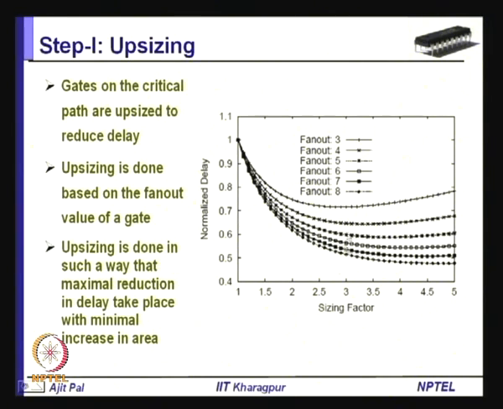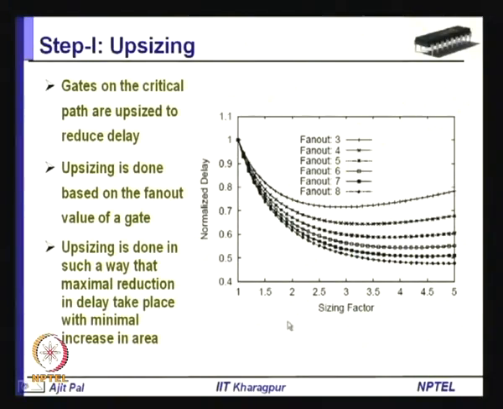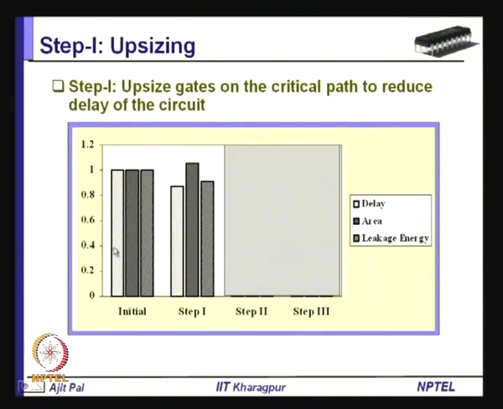What does it mean? It means that if you upsize the gates with higher fan out, with smaller increase in area you will be able to achieve larger reduction in delay, and that is the reason why the gates with larger fan out are upsized instead of gates with smaller fan out. So, essentially upsizing is done in such a way that maximal reduction in delay takes place with minimal increase in area.